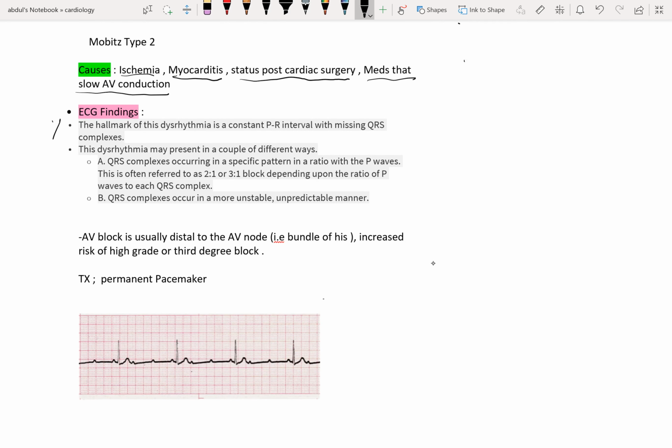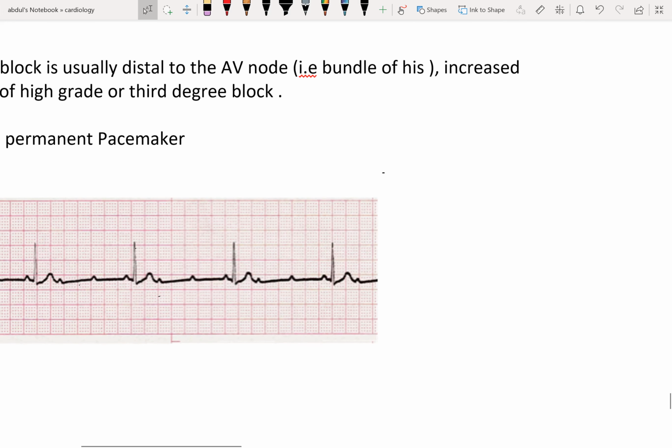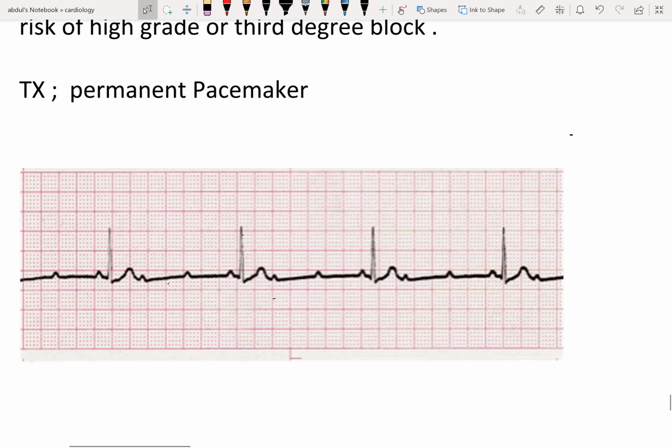Before the ECG findings, I want to read this for you. This says the hallmark of this dysrhythmia is, as I told you, constant PR interval with missing QRS complexes, right? Okay, so this dysrhythmia may present in a couple of different ways. A QRS complex occurring in a specific pattern in a ratio with P waves. This is often referred to as 2:1 or 3:1 block, depending upon the ratio of P waves to each QRS complex.